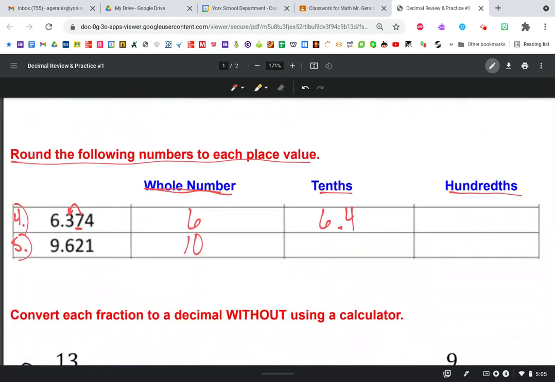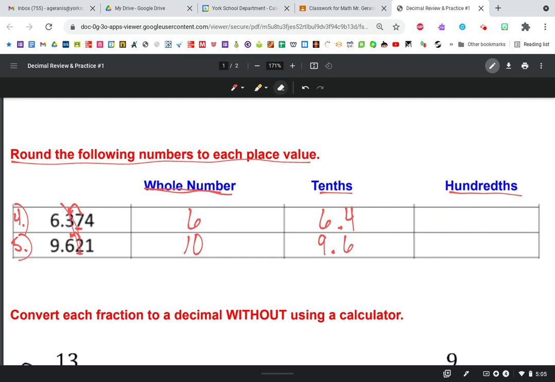And in the next number, 9 and 621 thousandths, we'll use the 2 as our clue to help us round the 6 in the tenths place. The 2 tells us to keep the 6 as it is. So this number becomes 9 and 6 tenths. Everything else falls away. All right.